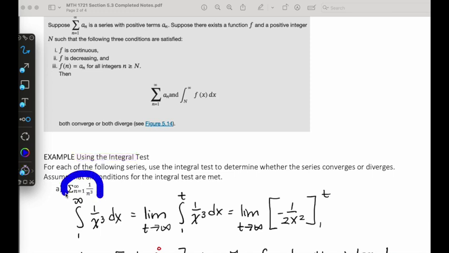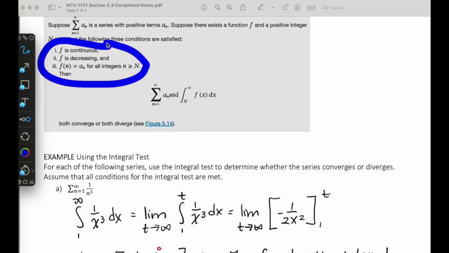When I look at this series, if I think of 1 over n to the third as a function, so now I'm thinking about it in terms of x's instead of n's. So if I think of it as 1 over x to the third, these are the conditions I want to check to see if they hold true in order to use the integral test.